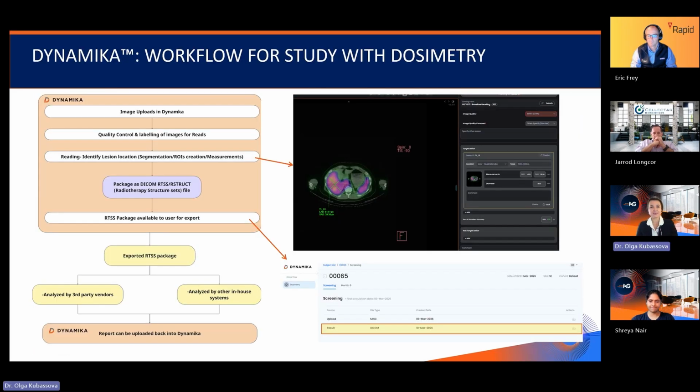Shreya, I pass to you. Perfect. Thank you, Olga. Yeah, this is again a continuation from the previous slide, and it just breaks down the workflow in Dynamica for the Cellectar study.